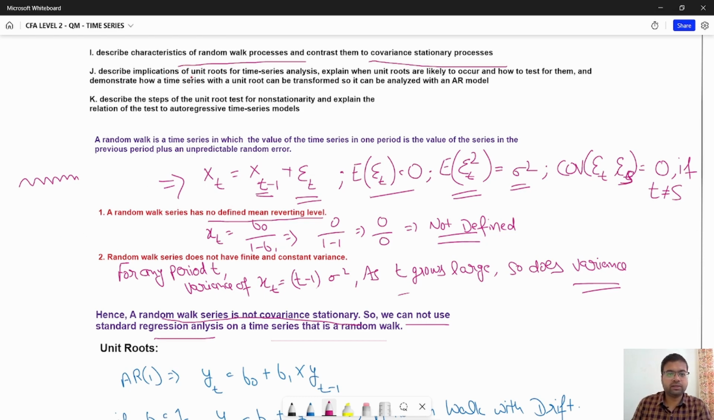Then let's discuss the implications of unit roots for time series analysis. These three learning outcome statements are interrelated, so we will discuss them together. Describe implications of unit roots for time series analysis. Explain why unit roots are likely to occur and how to test for them. Demonstrate how a time series with a unit root can be transformed so it can be analyzed with an AR model. Describe the steps of the unit root test for non-stationarity and explain the relation of the test to AR model.